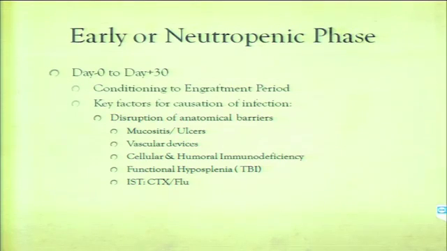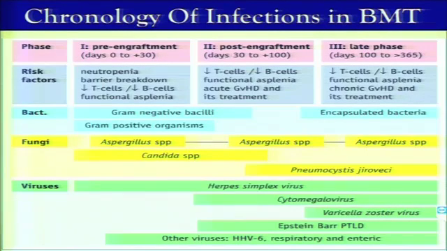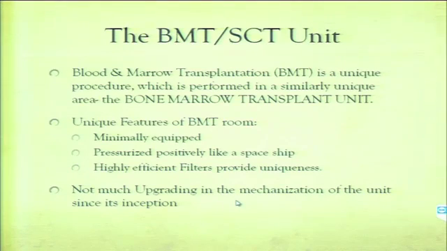As we know, this problem occurs because in the transplant there is a very prolonged phase of neutropenia, starting from day 0 to day 30 till the time the engraftment takes place. The key factors are the disruption of anatomical barriers, mucositis, devices, impaired cellular and humoral immunity, functional hyposplenemia, and immunosuppressive therapy. This is the period when infection comes up in various forms, whether in the early phase it's bacteria, fungi, or viruses. All these infections come and they cause damage to the recipient.